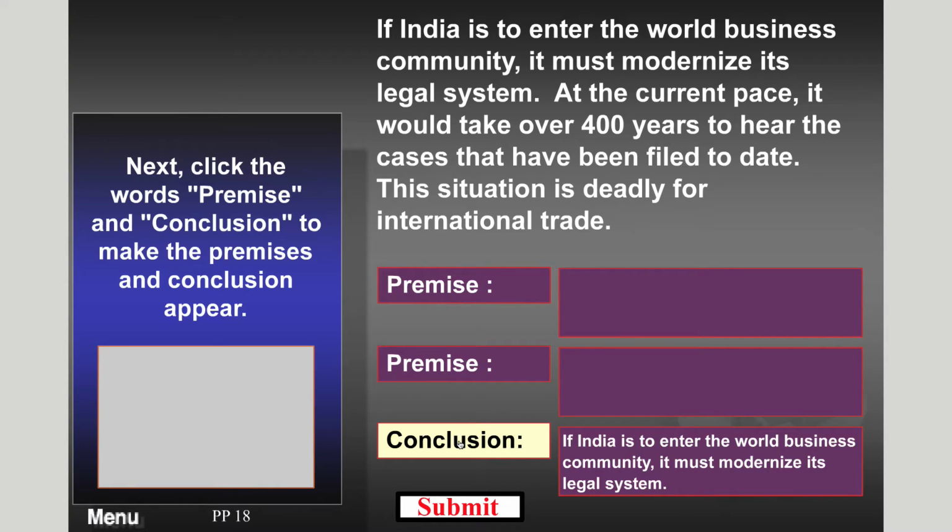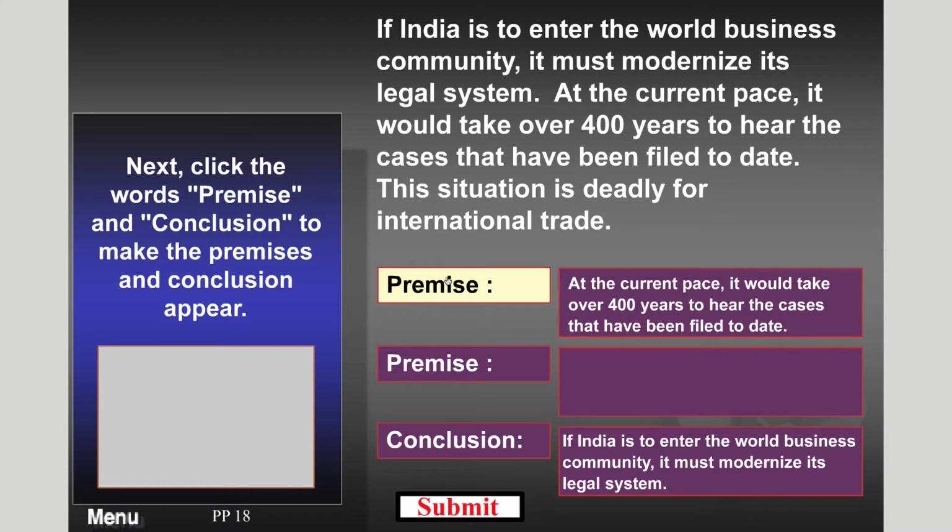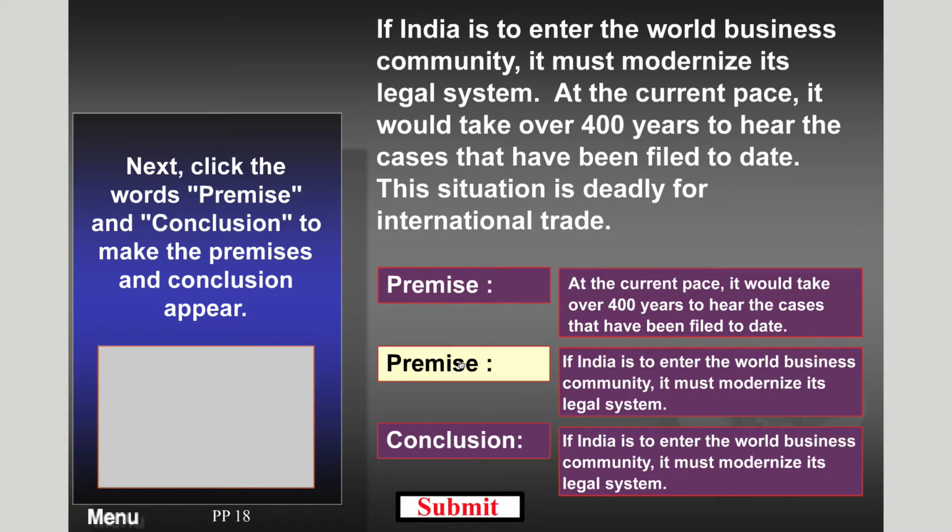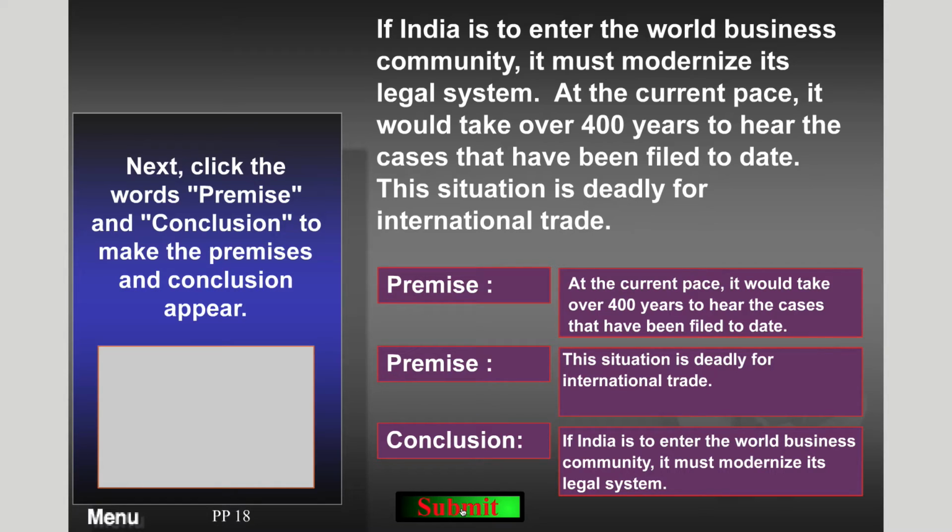So let's look at the conclusion. If India is likely to enter the world business community, it must modernize its legal system. Then let's go to the premise. At the current pace, it would take over 400 years to hear the cases that have been filed to date. And we go to the second premise. The situation is deadly for international trade. Right? In other words, international trade that would come into India.